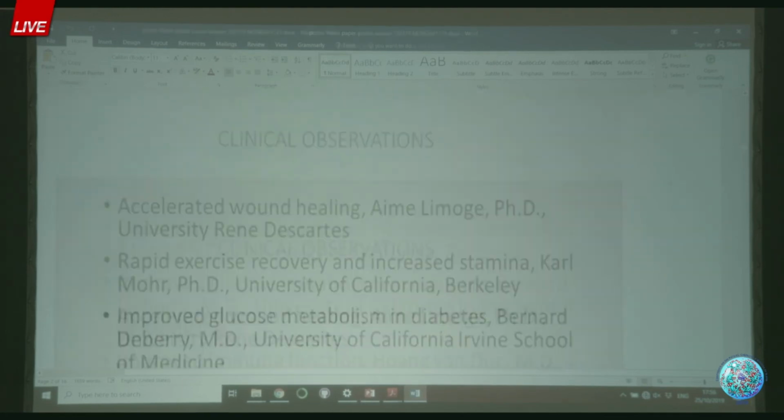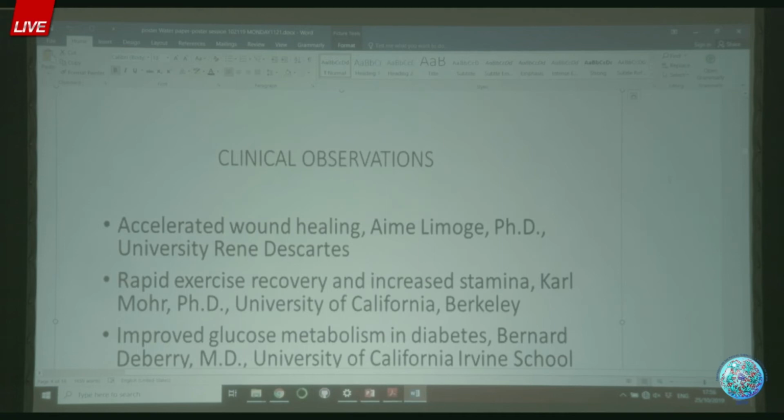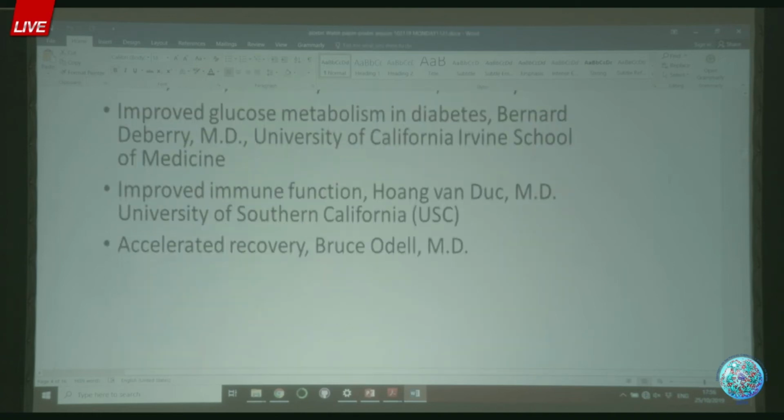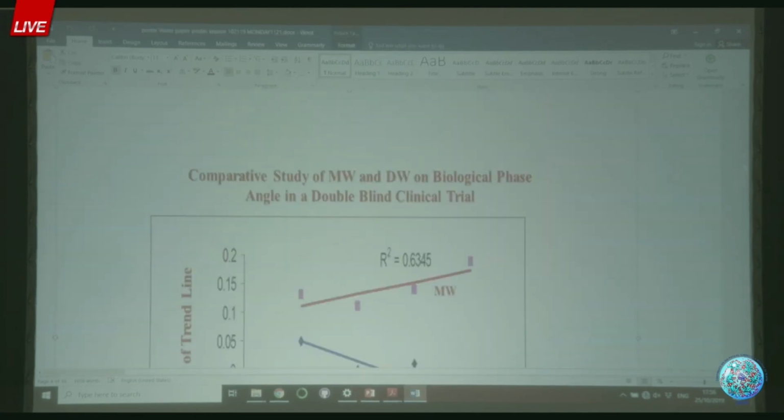And we embarked on a number of major studies: accelerated wound healing with Amy Limoges, University of Carr; rapid exercise recovery by Professor Moore at UC Berkeley; glucose metabolism and diabetes at University of California, Irvine; improved immune function by Wong Van Duke, University of Southern California; and accelerated recovery by Bruce O'Dell. So we now manufacture a number of different solutions.